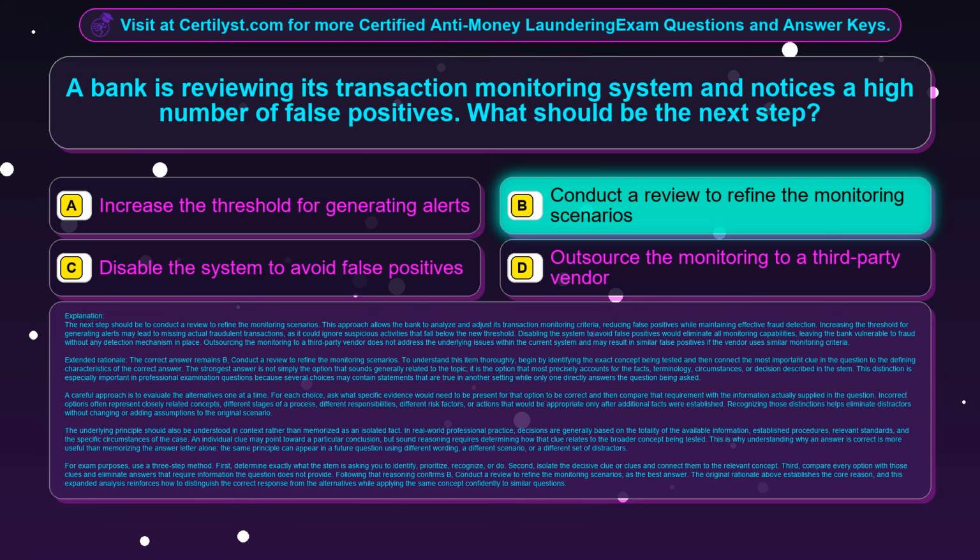First, determine exactly what the stem is asking you to identify, prioritize, recognize, or do. Second, isolate the decisive clue or clues and connect them to the relevant concept. Third, compare every option with those clues and eliminate answers that require information the question does not provide.